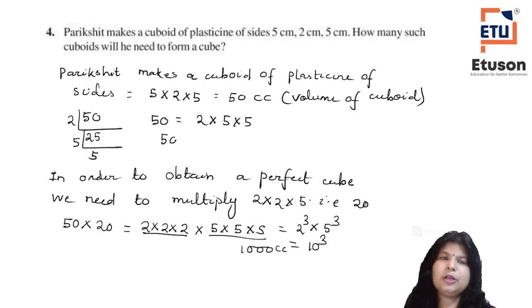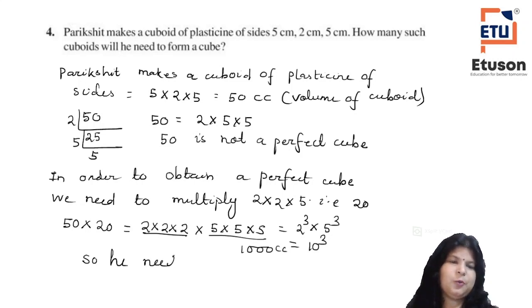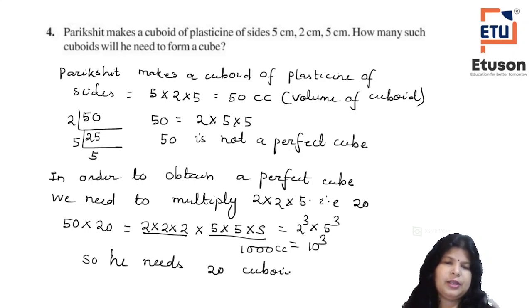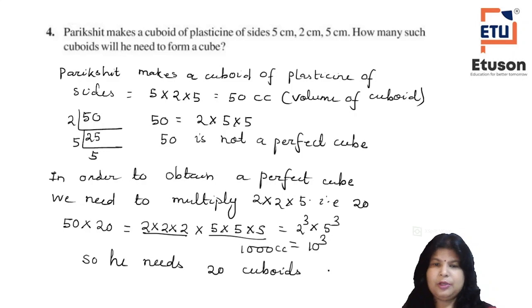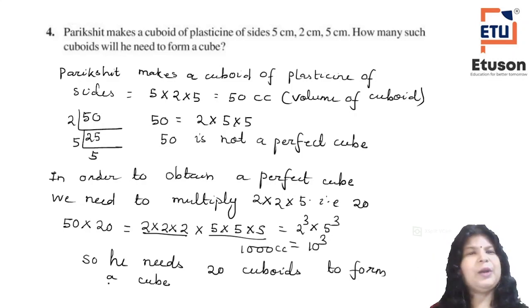Previously 50 was not a perfect cube, correct? 50 is not a perfect cube. So what you need to multiply to make it a perfect cube number? So you need to multiply 20, that is 2 into 2 into 5. Hence, how many such cuboids you will need? So he needs how many cuboids? He needs 20 cuboids to form a cube. Correct, children? Hope you have understood.